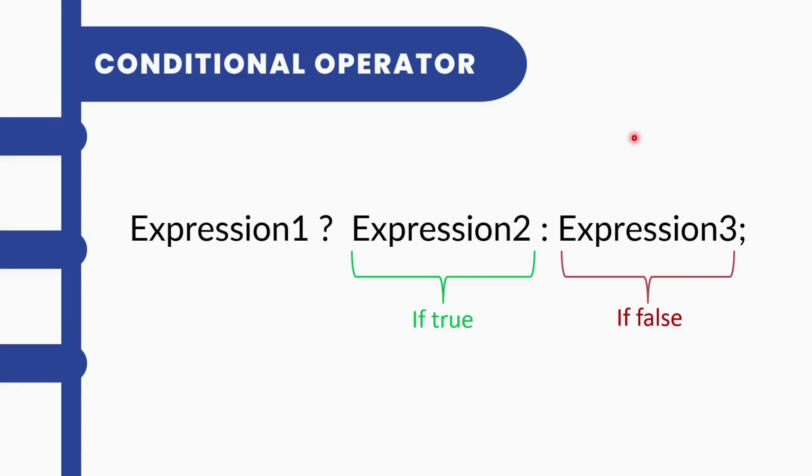The last operator, that is the conditional operator. The conditional operator is of the form expression 1, question mark, expression 2, colon, expression 3. Here, expression 1 is the condition to be evaluated. If the condition, that is expression 1, is true, then we will execute and return the result of expression 2. Otherwise, if the condition expression 1 is false, then we will execute and return the result of expression 3. Hence, we may replace the use of if-else statements with conditional operators.